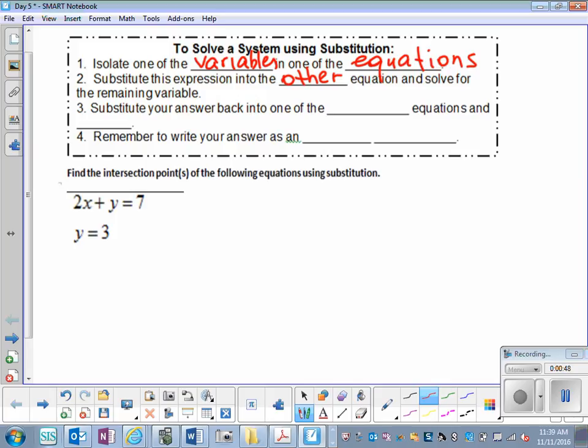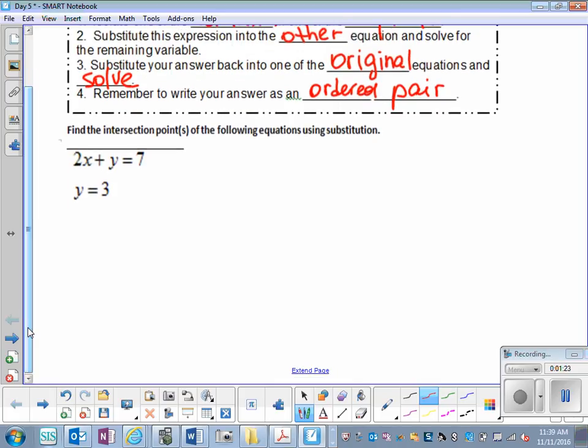The next step is to substitute your answer back into one of the original equations and solve. And then remember to write your answer as an ordered pair. Because when you solve this system of equations, you have two variables to solve for, so you want to be very formal about your answer: (x, y) equals there.